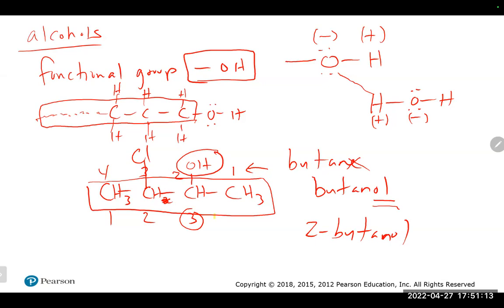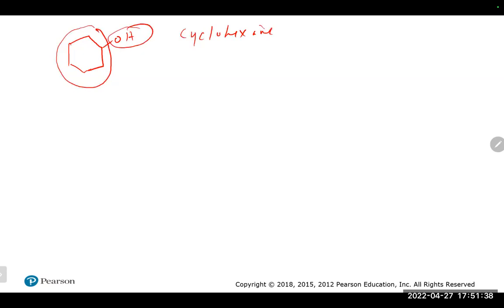Other questions? Okay, so we talked about naming, and obviously all the groups. Also, if you have more of a cyclic alcohol, it works basically the same way. Here, the major thing would be based off of cyclohexane. Again, we see the OH there that tells us it's an alcohol, so that becomes cyclohexanol.